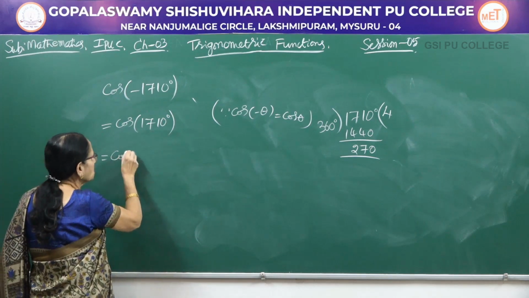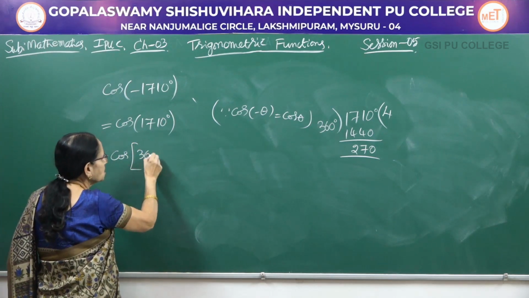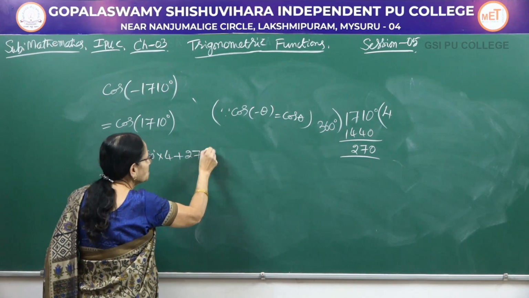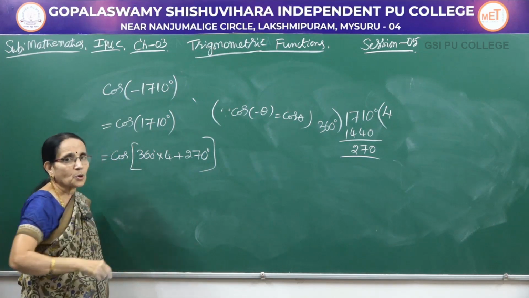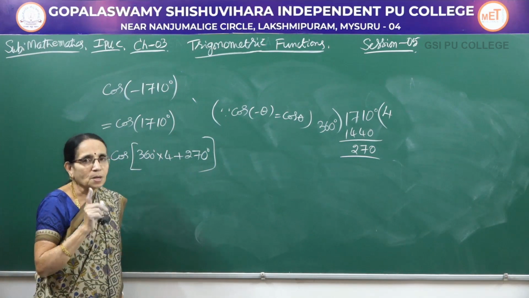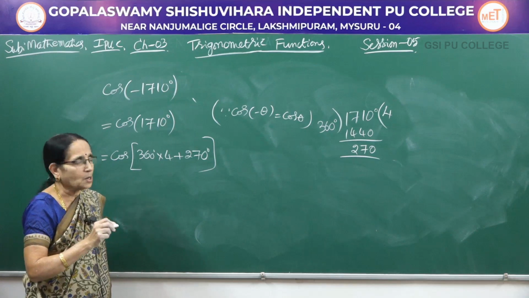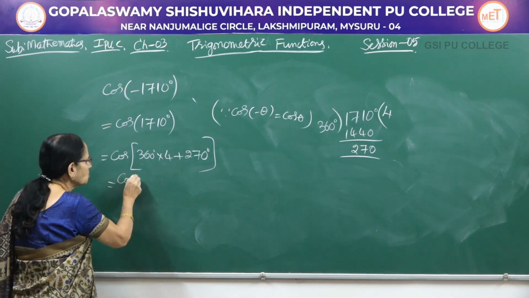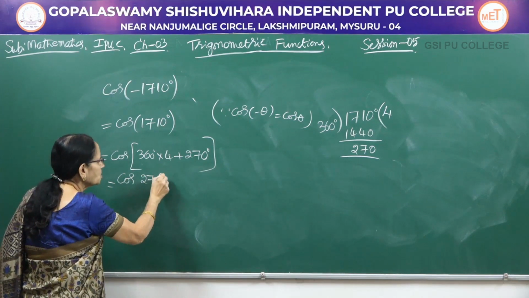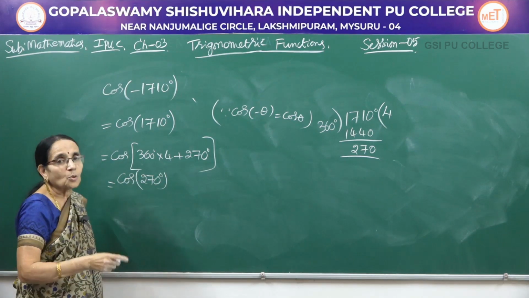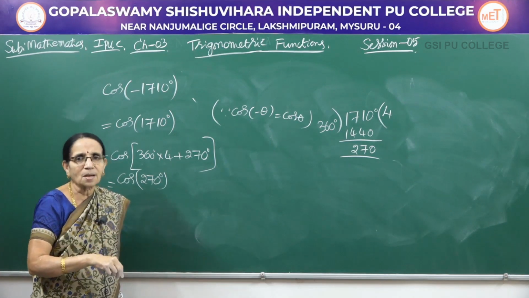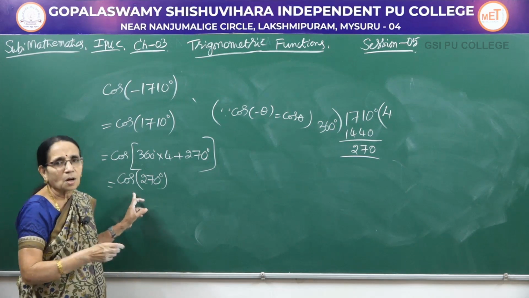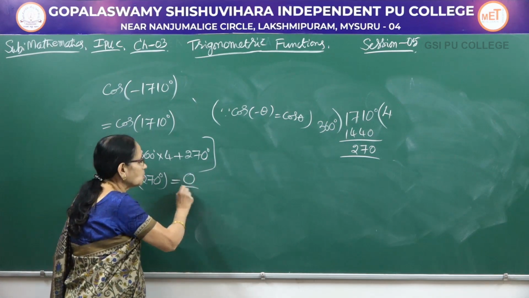So let me express that one. Cos of 360 into 4 plus 270 degrees. In the first problem also, I got 45, which was an acute angle. It was a standard value. The same thing is happening in this problem also. So, omitting this one, you write it as cos 270. It is a quadrantal angle whose value you already calculated in the earlier session. I had given it to you in the form of a table also. Cos 90 is 0, cos 270 is also equal to 0.